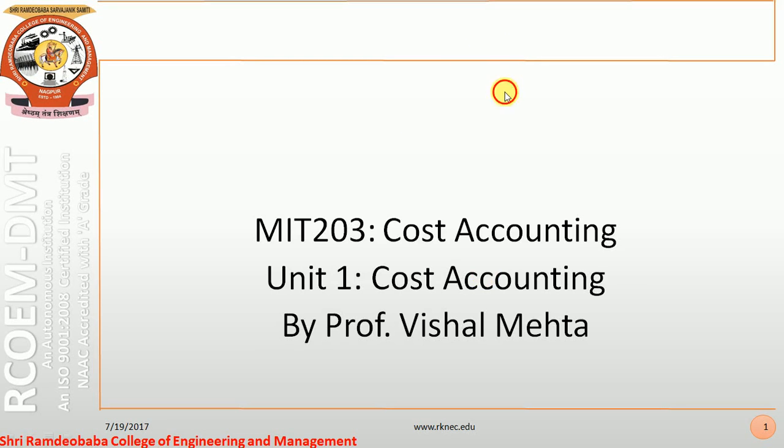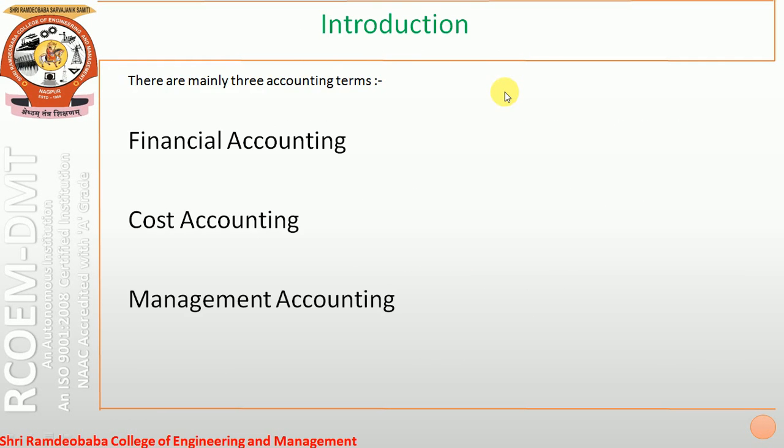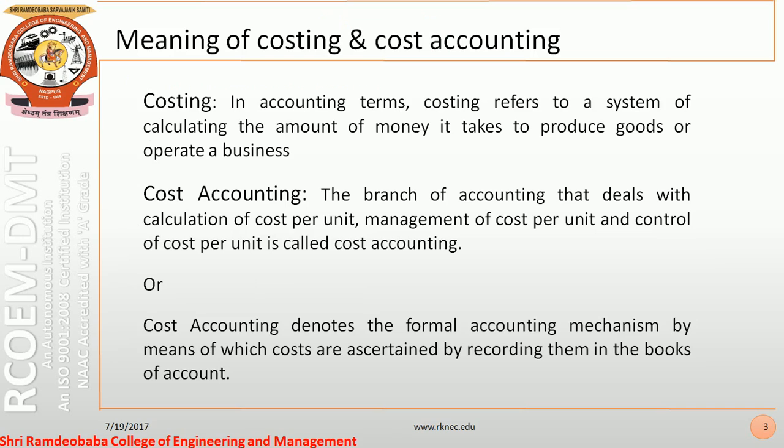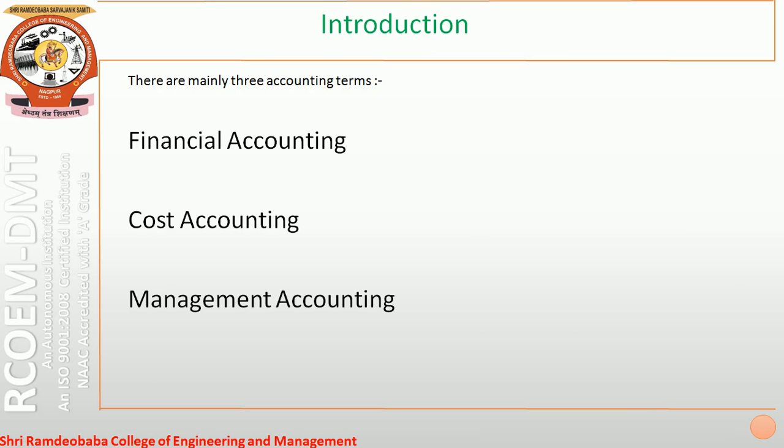We have all heard of three accounting terms: financial accounting, cost accounting and management accounting. Let us quickly try and understand what each of these are. When we talk in terms of financial accounting, what do we actually mean? We mean recording of all transactions which are financial in nature. For example, whatever purchases happen in an organization within an accounting period, they are recorded. You sell something, you record in the books of accounts. What are you trying to do? You are trying to keep a record of all transactions which are happening within a year of an organization.